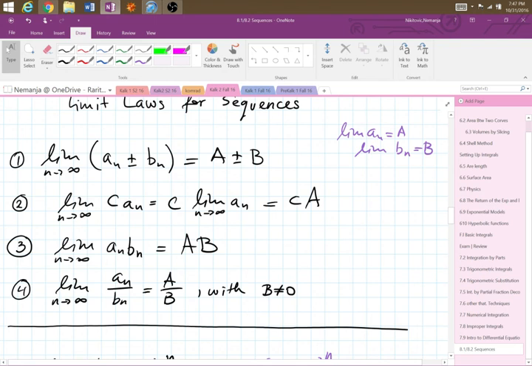Where is the squeeze theorem? I thought there was a squeeze theorem somewhere. Hey, there they are. Awesome. Yeah, review that.